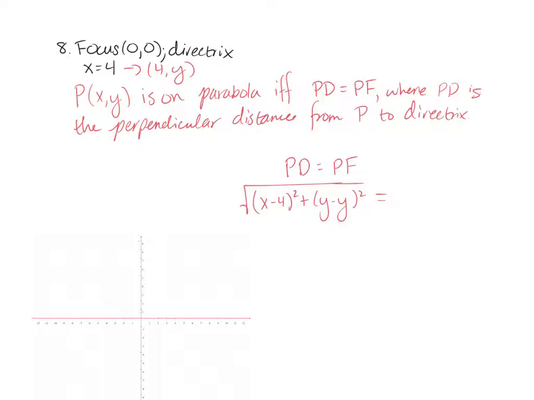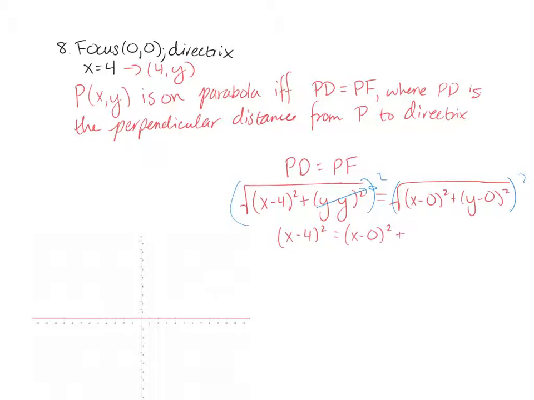And that has to be equal to the distance formula of PF. So that's going to be using the same values for P, so that's (x, y). And this time we're going to plug in the point of the focus. That's the square root of (x minus 0) squared plus (y minus 0) squared. Okay, now y minus y is going to be 0, so this one right here goes to 0. And then I'm going to square both sides to get rid of those radicals. So I get (x minus 4) squared is equal to (x minus 0) squared plus (y minus 0) squared, which is the same thing as x squared plus y squared.